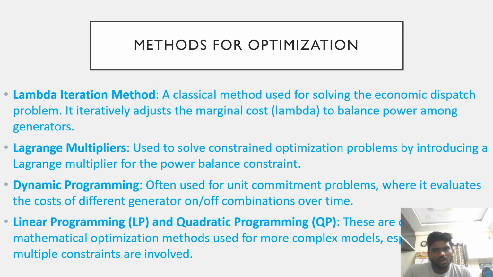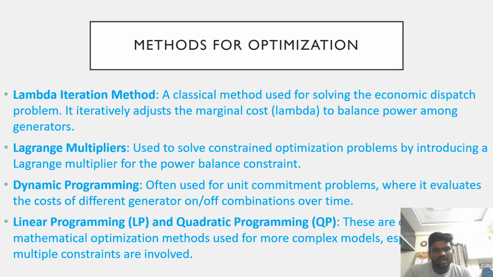So the methods for the optimization. The lambda iteration method, a classical method used for solving economic dispatch problems. It iteratively adjusts the marginal cost lambda to balance power among generators. Lagrange multipliers are used to solve constrained optimization problems by introducing a Lagrange multiplier for the power balance constraints.